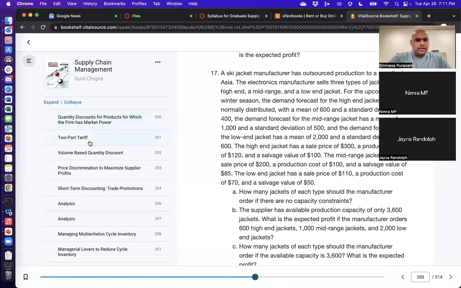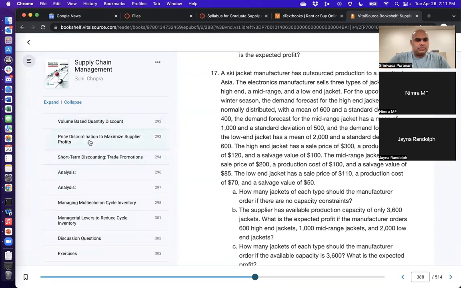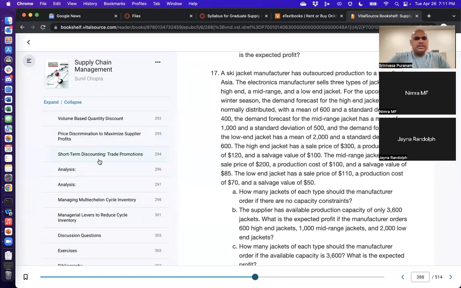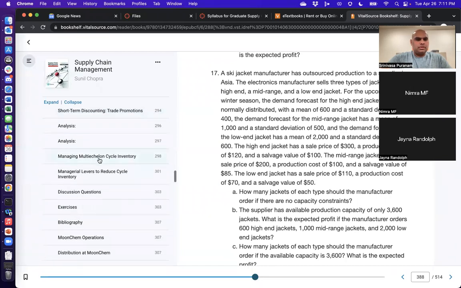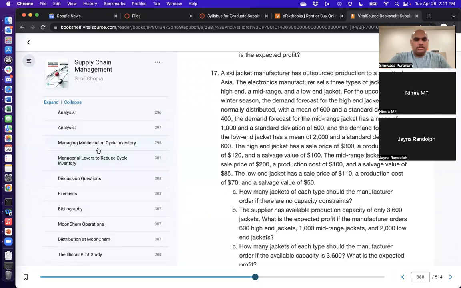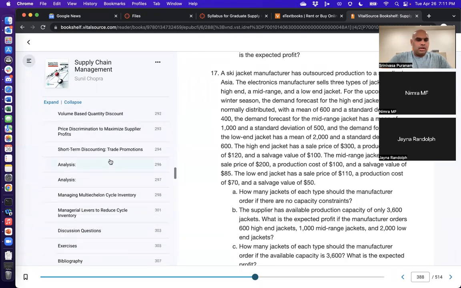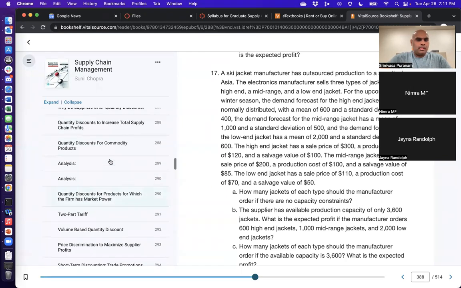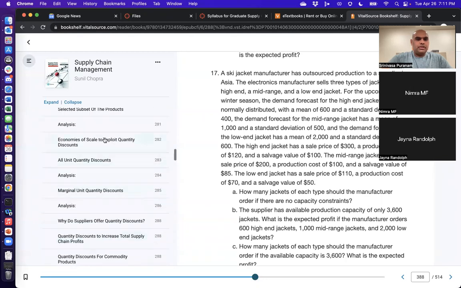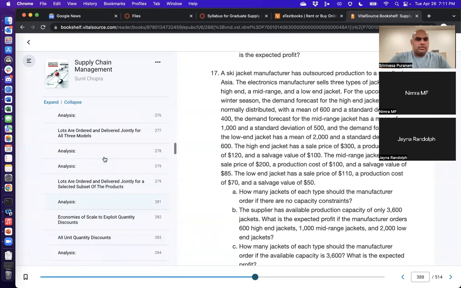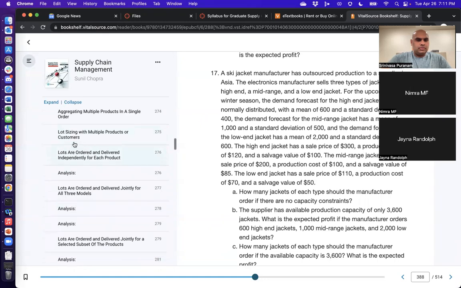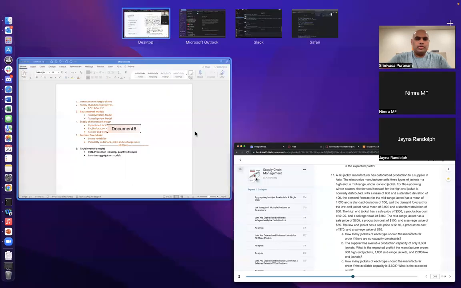We didn't do any of that. Volume-based quantity discount, I guess we did some of this, but we didn't do any of the multi-echelon inventory models at all, so I'm definitely not going to use that. So we did tailored sourcing, which is lot sizing for multiple products.